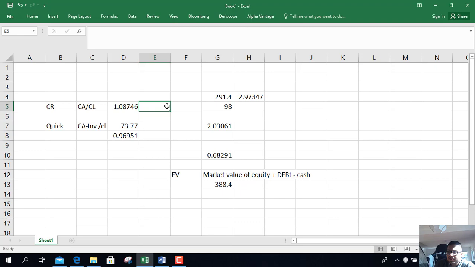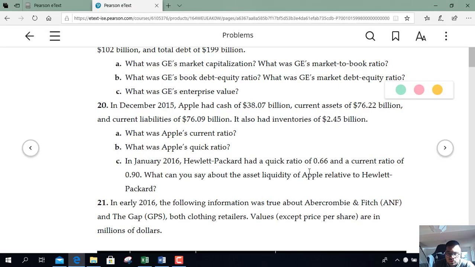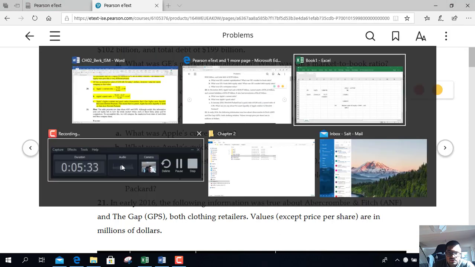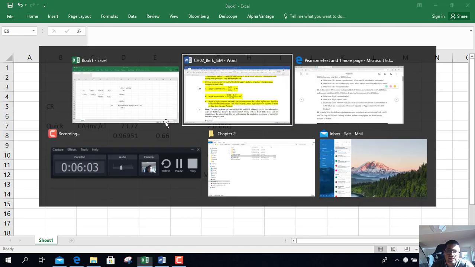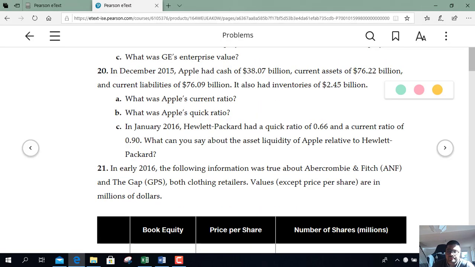Now HP had a quick ratio of 0.66 and a current ratio of 0.9. Now if you look at the Excel sheet that we discussed, the higher the current and quick ratio, the better is the solvency of the company in the short term. So it is a better liquidity position. The current ratio of Apple is higher, and the quick ratio of Apple is higher than HP. So both are good things for Apple. Apple has a better liquidity position than HP.